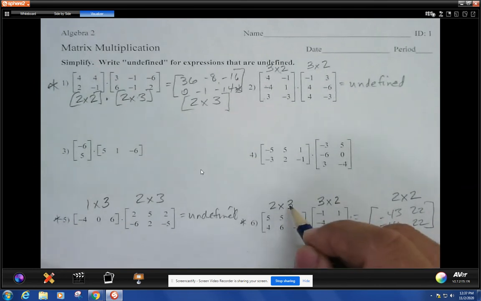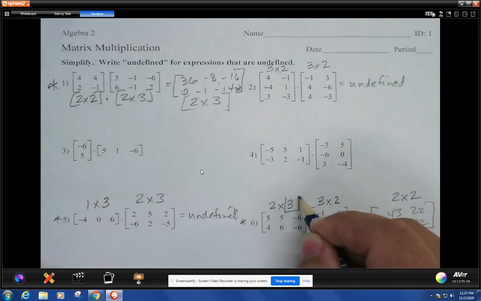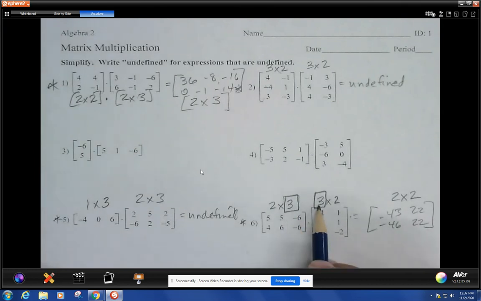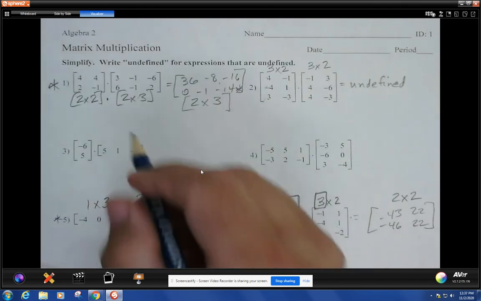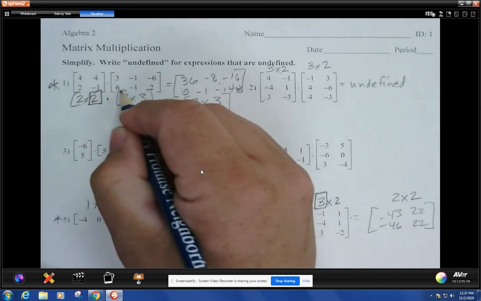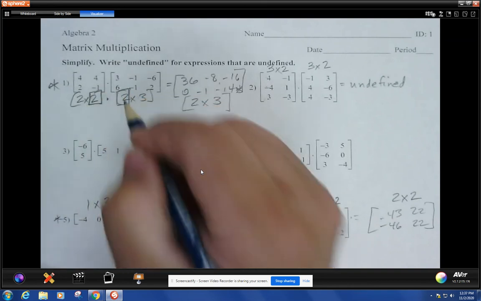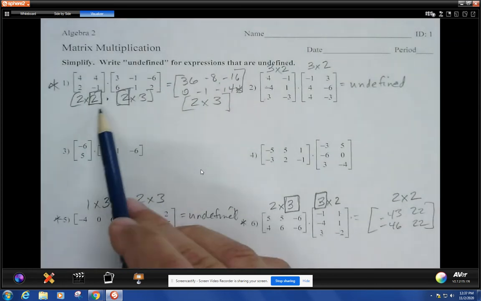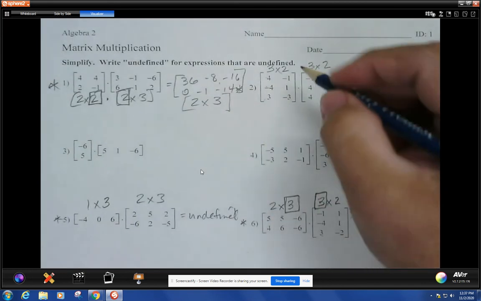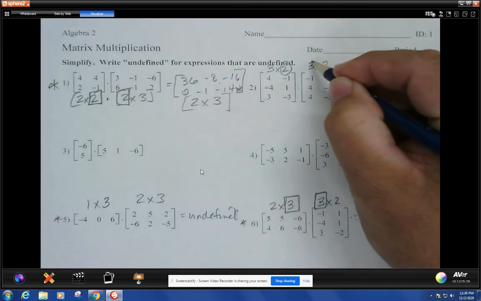Here's what I want you to notice. Look at these inner numbers. Look at the columns in this first matrix versus the rows in the second matrix. Do you notice that they're the same? They both have a 3. Notice right here, we have a 2 as my column, and here I have a 2 as my row. And you'll notice that both of those problems come up with an answer. These, if we look at them, we had a 2 and we had a 3.